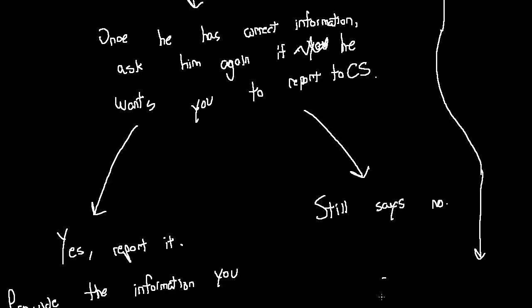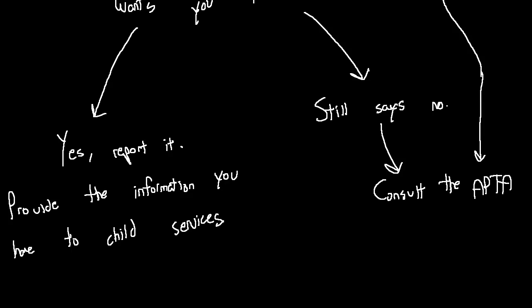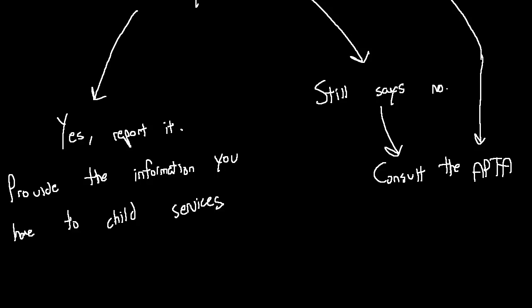So if it says no, I'll go about consulting the APTA, right over there, and ask them for guidance on what you should do in this case, because this is a very delicate case. You want to make sure you don't screw it up. You want to make sure you don't do something wrong that's going to put this patient in danger. Simply providing him with information on how child services works and telling him that you are here to help him out if he needs help, that's all fine.